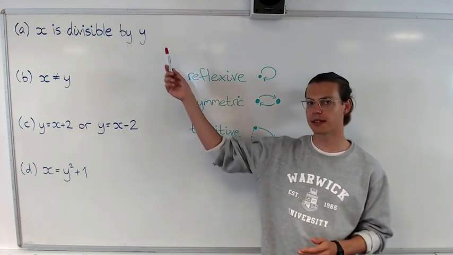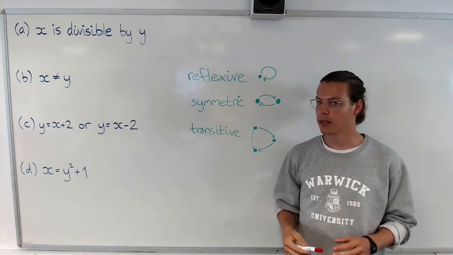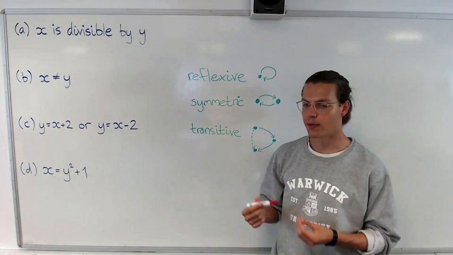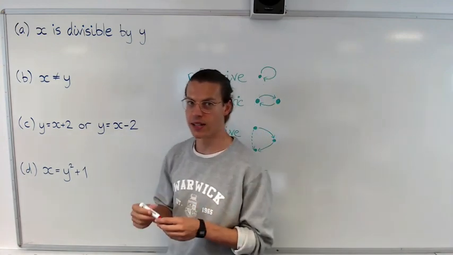Is this relation symmetric? Well, 4 is divisible by 2, so 4 is related to 2 by this relation.